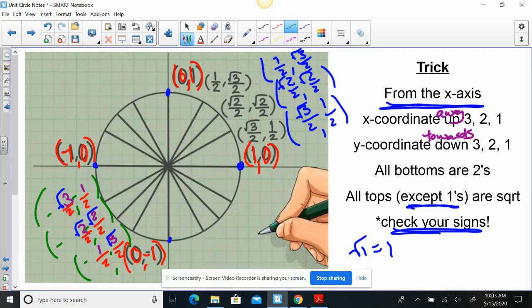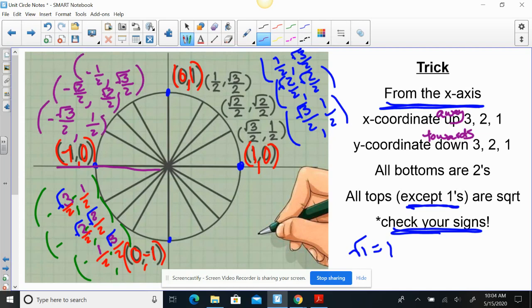So what do you guys want to do? We'll do quadrant 2. So from the x-axis, I'm going to start here. I'm going to do my x coordinate, 3, 2, 1. Back down, 3, 2, 1. All of my bottoms are going to be 2s. All of my tops, unless they're 1, are going to have a square root. And now I'm just going to check my signs in quadrant 2. The x is negative and y is positive.